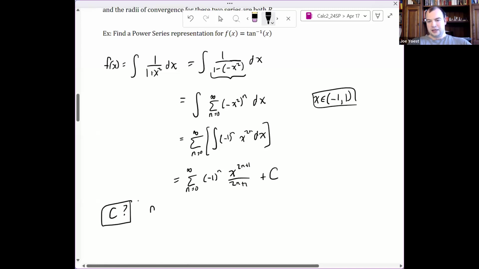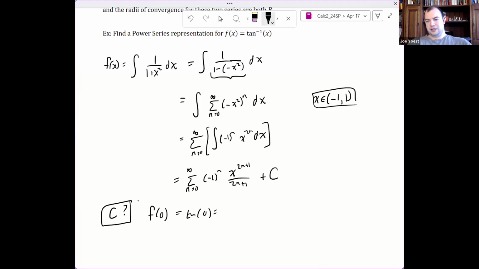Well, I do note that f of 0 is arctan of 0, which is 0 on one hand. But on the other hand, f of 0, well, that's just evaluated at the center of the series. That's just the sum of a bunch of zeros plus c.